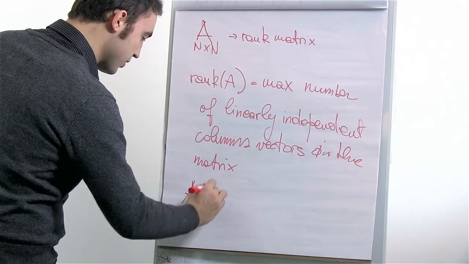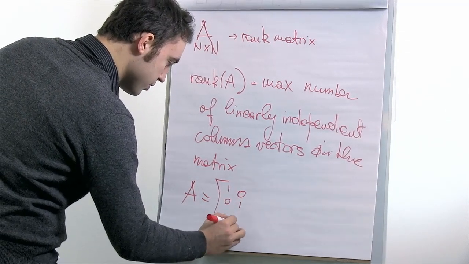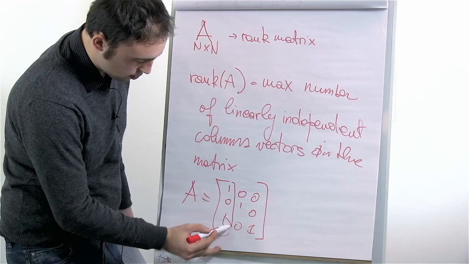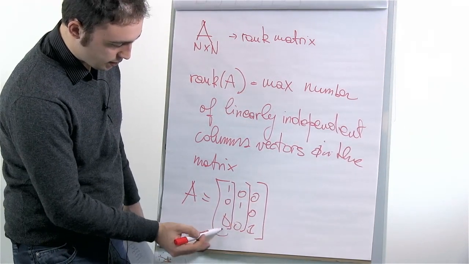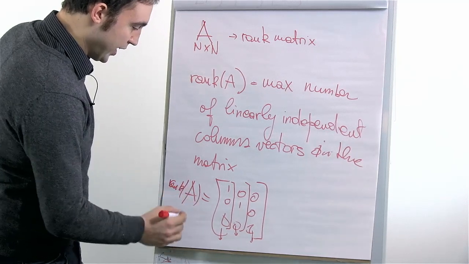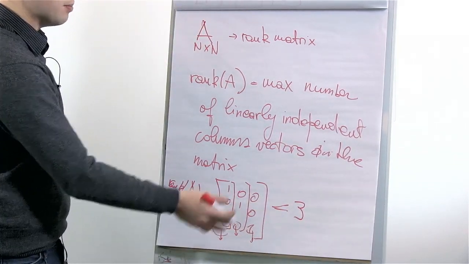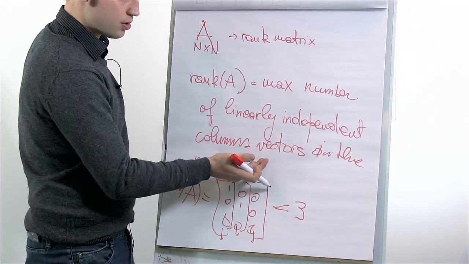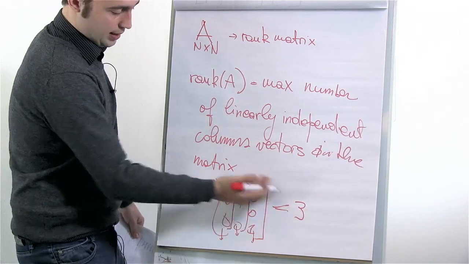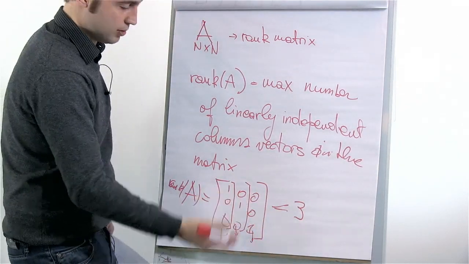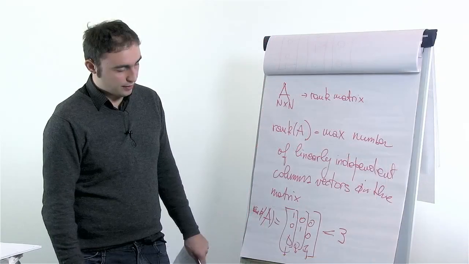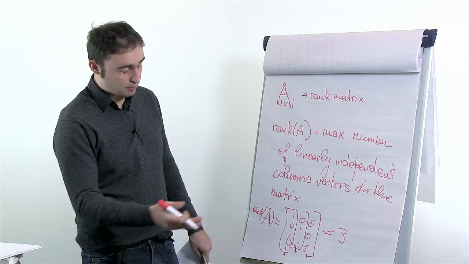For example, if A is something like 1, 0, 0, 0, 1, 0, 0, 0, 1, we have shown before that these vectors v1, v2, v3 are linearly independent. And then the rank of A is equal to 3, because 3 is the maximum number of linearly independent column vectors in the matrix A. We cannot have more vectors. A is defined as a 3 by 3 matrix, and then we cannot have more than 3 linearly independent vectors.